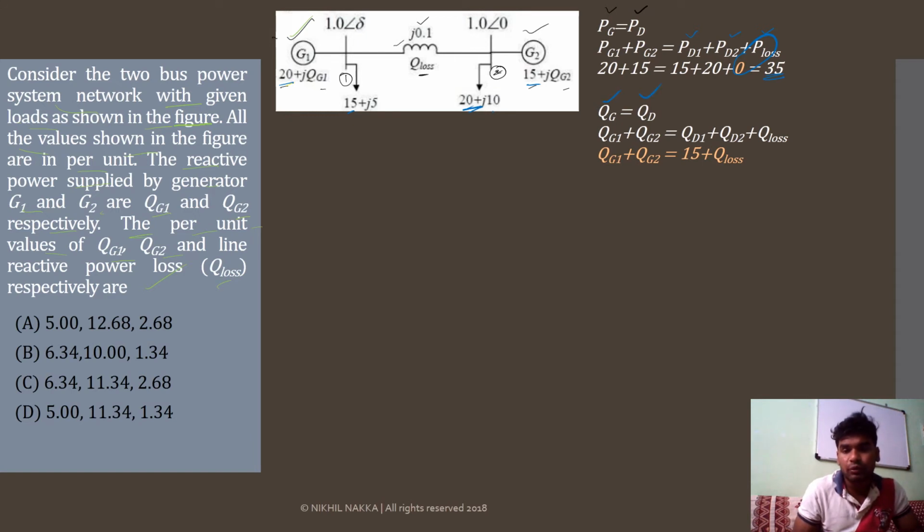Now you see QG is equal to QD. Similarly, generated reactive power will be equal to the demand of reactive power. So where is the reactive power generated? The two generators are generating the reactive power, QG1 and QG2. And who is consuming it? The two loads, j5 and j10. This is the amount of reactive power consumed by the two loads. And even this transmission line consumes reactive power, that is Q loss. So this is going to be the equation. QD1 plus QD2 is 15. That's how we got this relation. Okay guys.